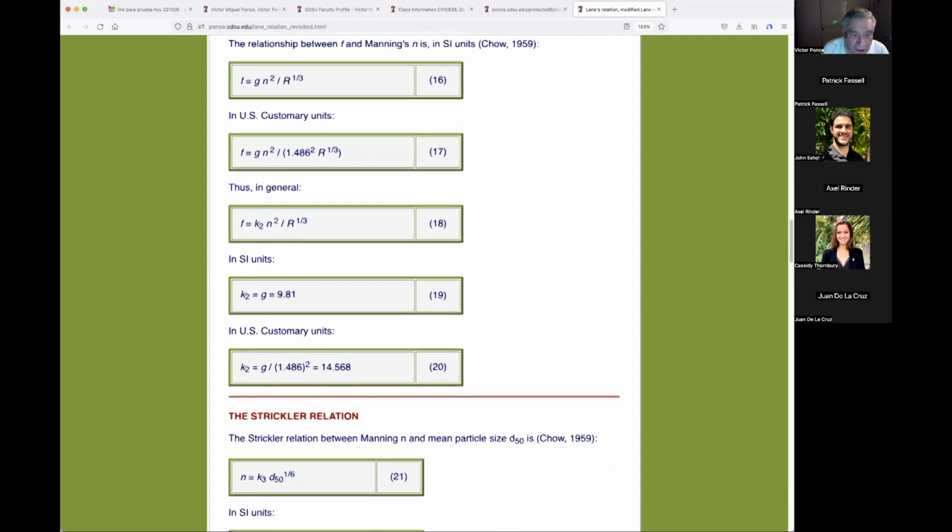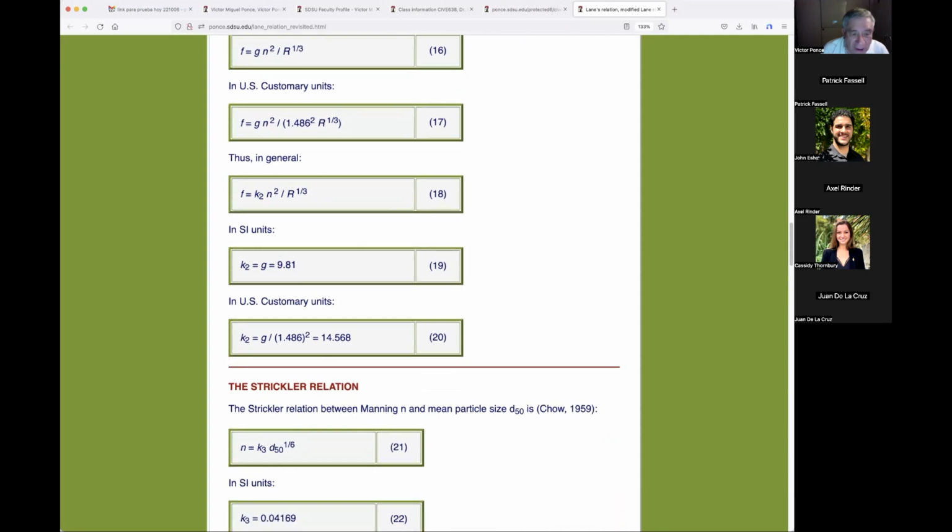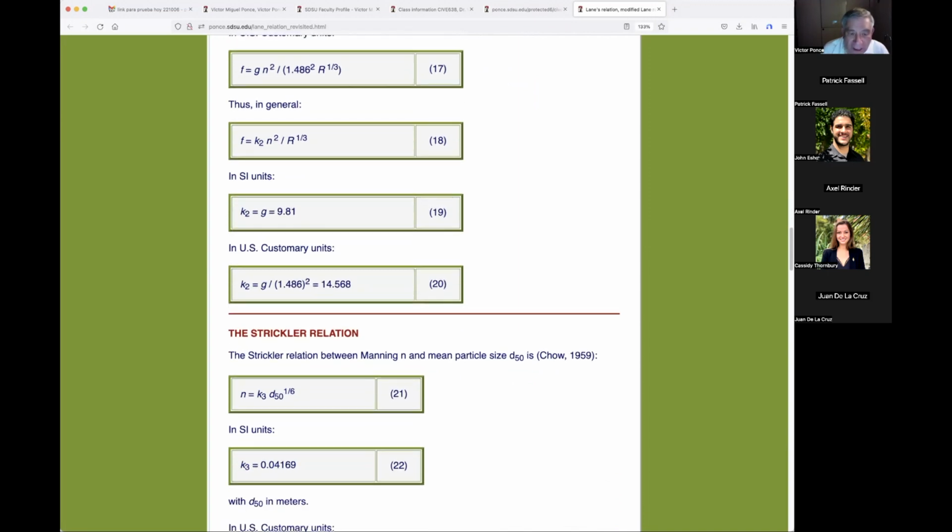So in SI units, we have this. In SI units, the K2 is 9.81, that's the gravitational acceleration in SI units. And in US customary units, we have to put in the 1.486, which is the Manning constant, the change in the Manning constant. People say, oh, I like the Manning equation because I can use either system and I don't have to use the coefficient. Correct. But you have to use two equations. The metric equation doesn't have a 1.486.